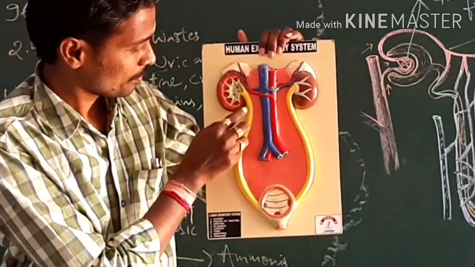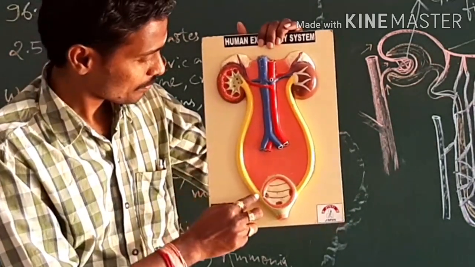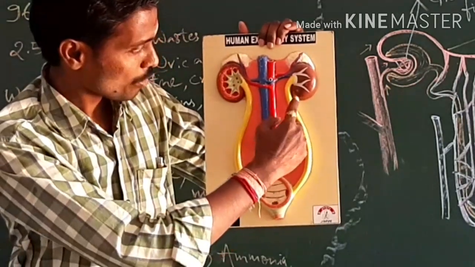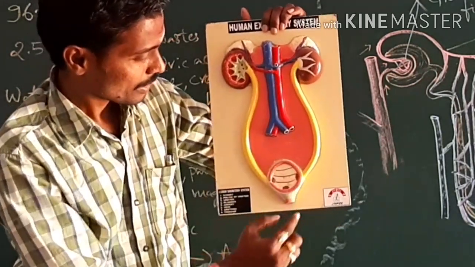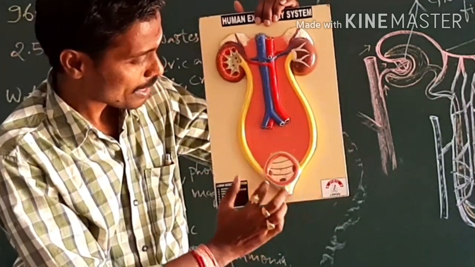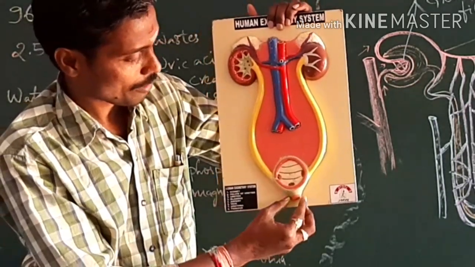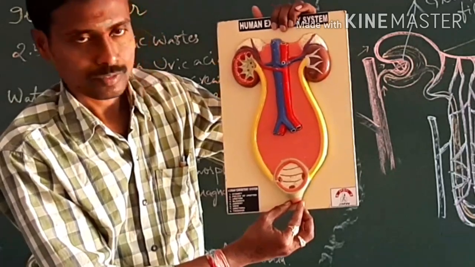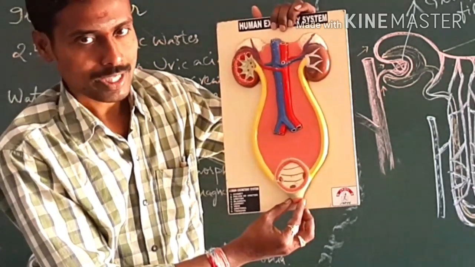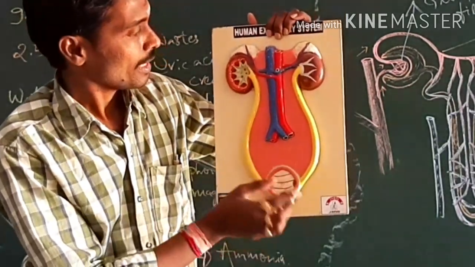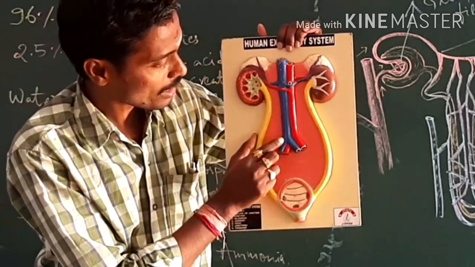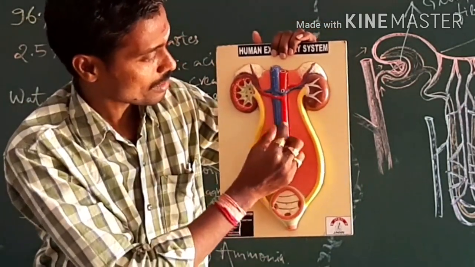So this is the ureter. Here also we do observe a ureter. This is the urinary bladder, and down there we observe the urethra. Through the urethra urine is passed. Here, just observe the colors of these two ducts.